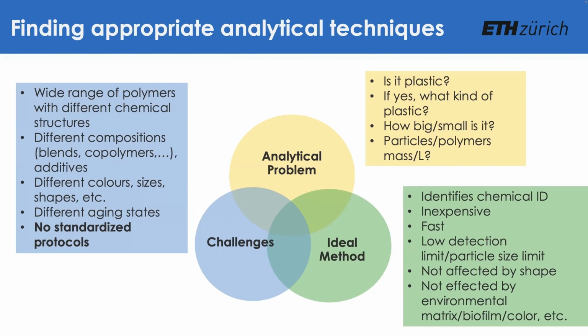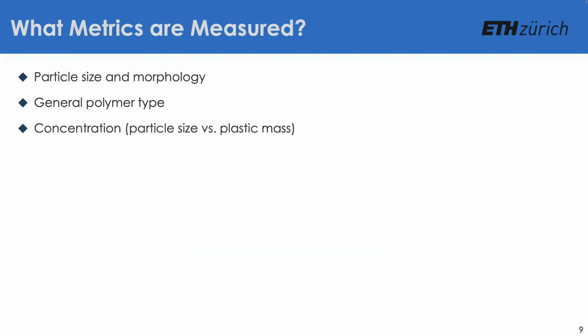When we start to think about what metrics we actually want to measure, they are particle size and morphology, the general polymer type, and the concentration. These are the metrics most commonly looked at in environmental monitoring or in laboratory experiments. So when we think about analytics, there's an entire analytical chain. It's not just measuring the particles themselves.